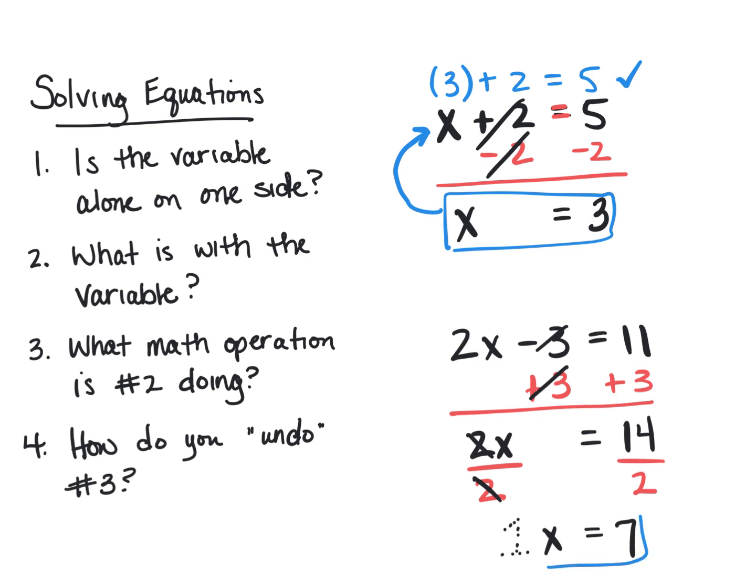Last step, let's plug this back in. So now we have 2 times 7 minus 3 equals 11. 2 times 7 is 14. 14 minus 3 is 11. Check.